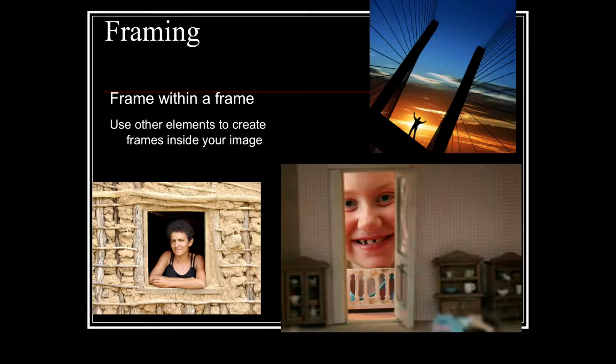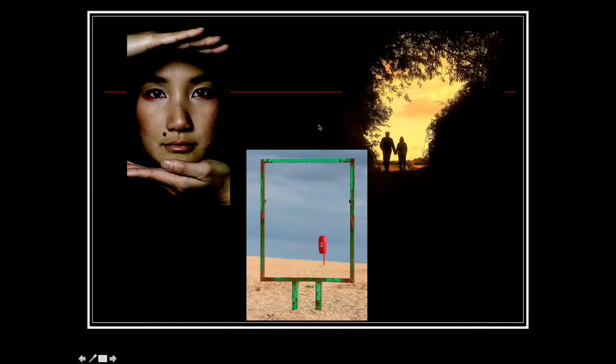All right, the next one is frame within a frame, and that is when you take a frame and look for it in the environment. So you're including that within your frame. You're looking for things like windows, like people looking out windows or doors. Notice this one over here on the right does not have to have a top to it to be a frame within a frame. So you're just looking for ways to create an emphasis.